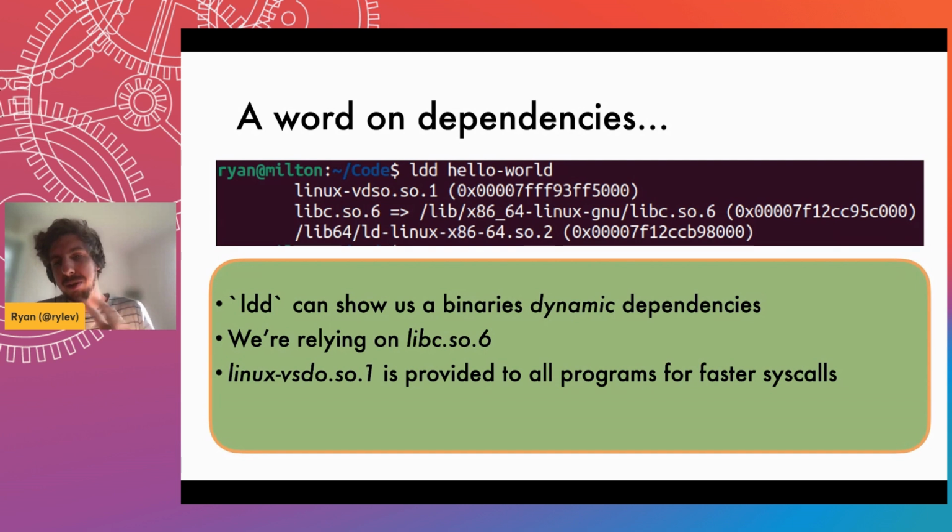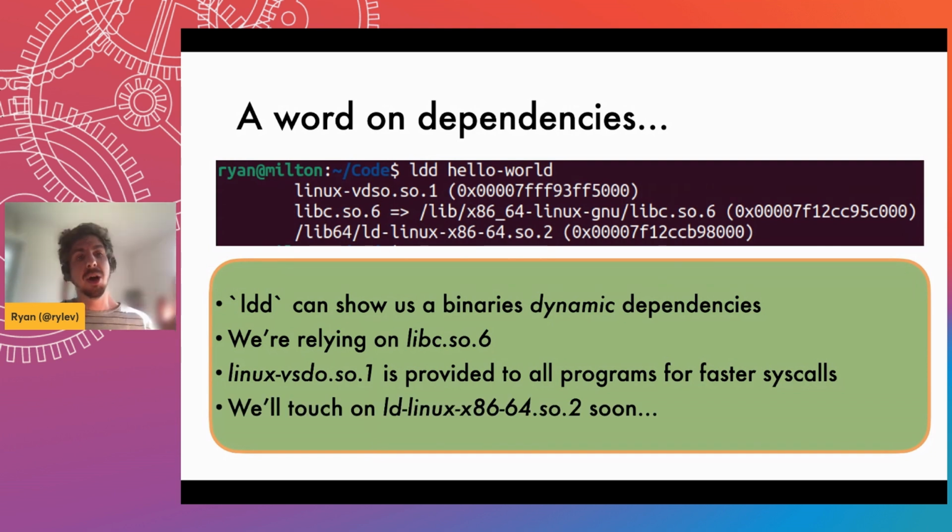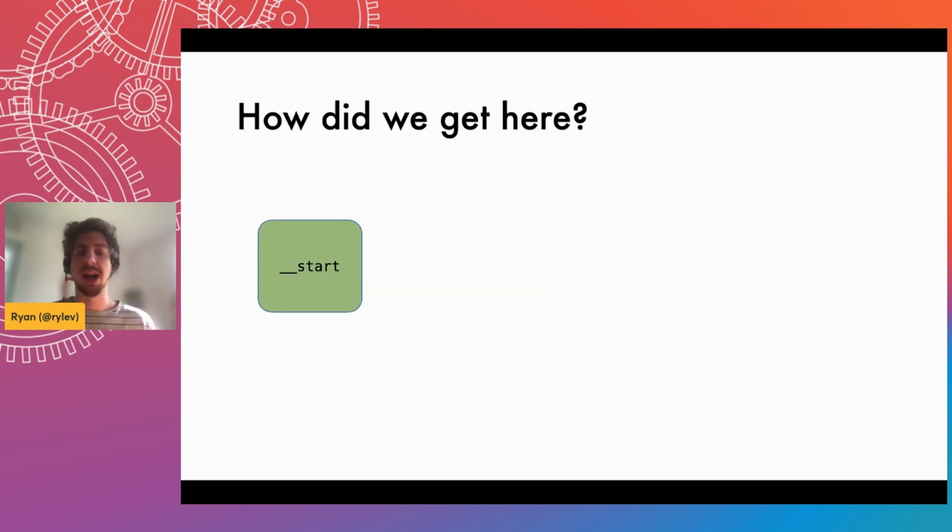And this is not super interesting for our purposes. It's basically provided there to cache system calls so that they can be faster. The kernel automatically maps that into our program, or gives our program access to it. And we've touched on libc, and we'll also touch on ld-linux-x86-64.so.2 soon. That's a very important dynamic dependency that we have. So stay tuned.